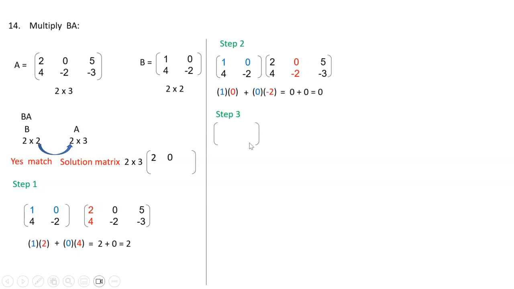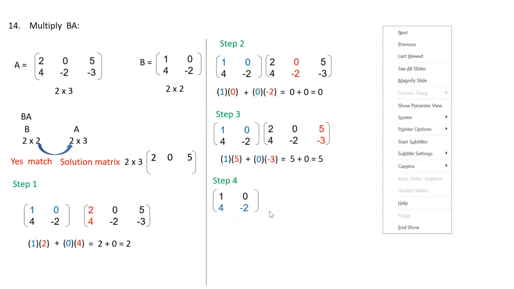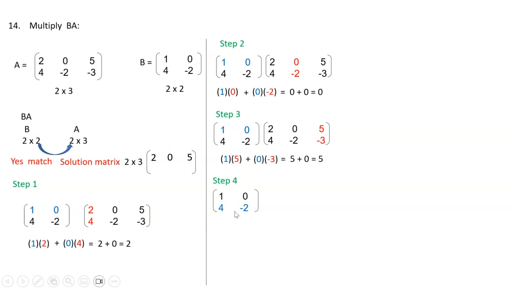Now comes step 3. I'm going to multiply the first row times the last column, which will be in red. So 1 times 5 plus 0 times negative 3 is going to give us 5 plus 0. The answer is 5. So the 5 goes on the first row, third column. Since we're done multiplying the first row times every column, now we're going to multiply the second row times every column. That's why the second row is in blue now.